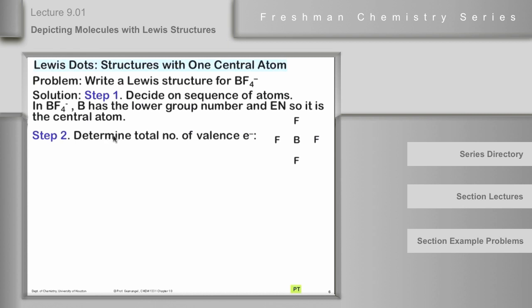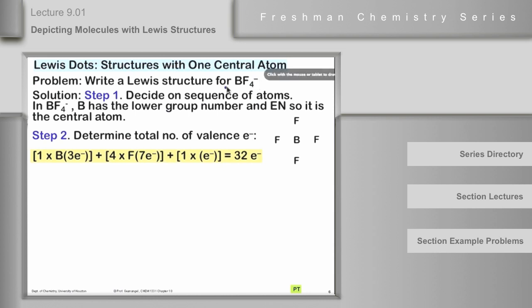So having done that, then it's time to determine the total number of valence electrons. Boron is in group 3A, so it has 3. Each fluorine has 7, as we saw before, and now there are 4 fluorines, so that's 28. And there's 1 negative charge here, so we add 1 electron for the negative charge. And if I counted them up right, that should be 32 electrons.